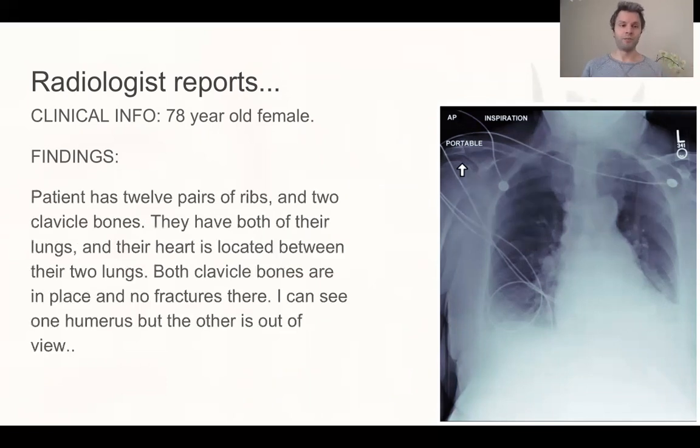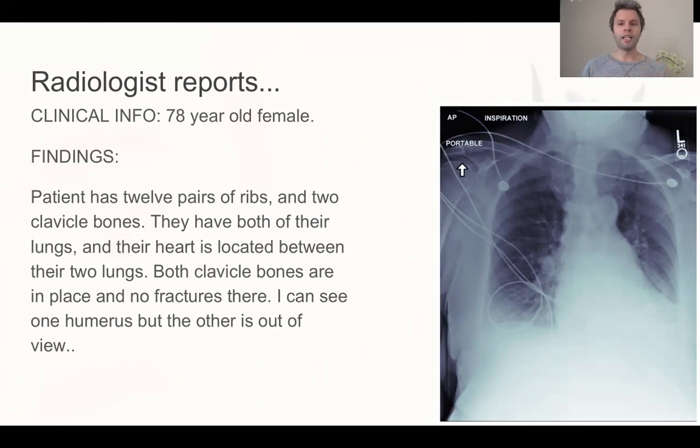I've written one myself. Okay, so I can see that the patient has 12 ribs, and they have 2 clavicles. They have both their lungs, which is great, and their heart is between their lungs, right? I don't see any fractures in the clavicles. I can kind of see one arm, but not the other. Okay, so you get my point, right? There's a lot in the chest x-ray which we could describe, which we don't, because it's not relevant to the patient's care.